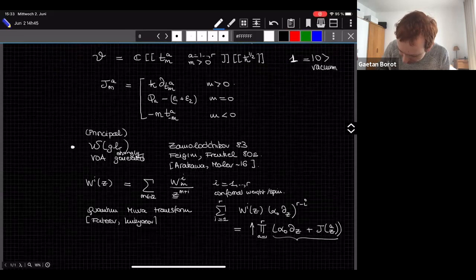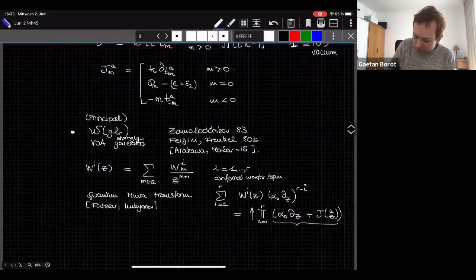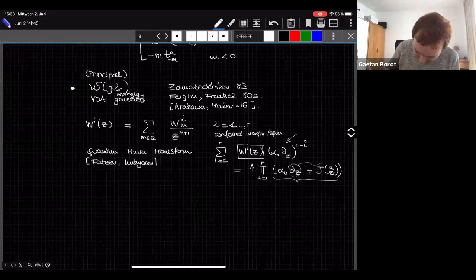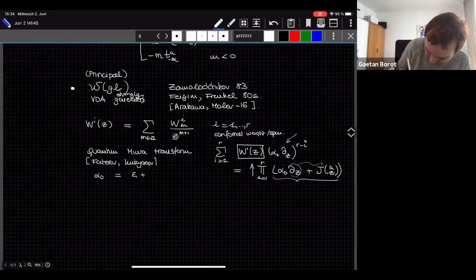And once you write this differential operator in z in a normal ordered form, putting all the derivatives to the right, so this guy will have to commute with this J, so there's going to be J's and derivatives of J's. You find the fields generating the W algebra. That's one of the descriptions known of this W algebra. And here my alpha_0 is epsilon_1 plus epsilon_2.